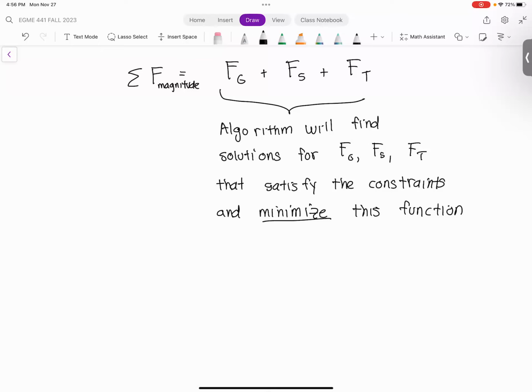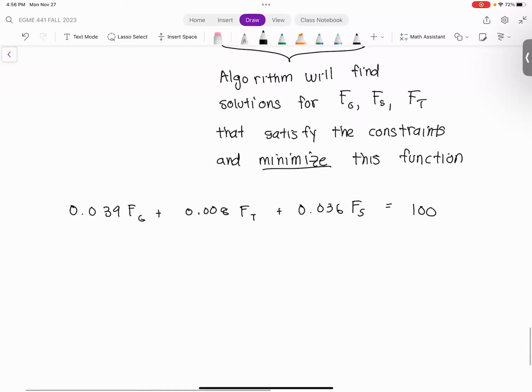Okay, so our constraint here is 0.039 Fg plus 0.008 FT plus 0.036 FS. This has to equal 100, okay? So this is our constraint. So this has to be satisfied by our solution no matter what, okay?